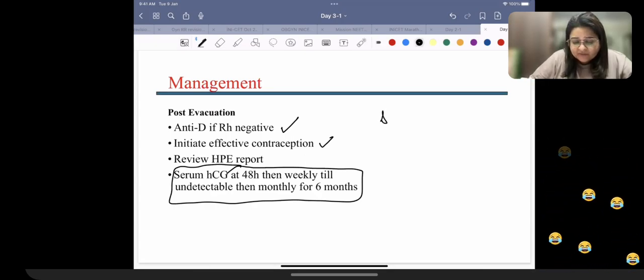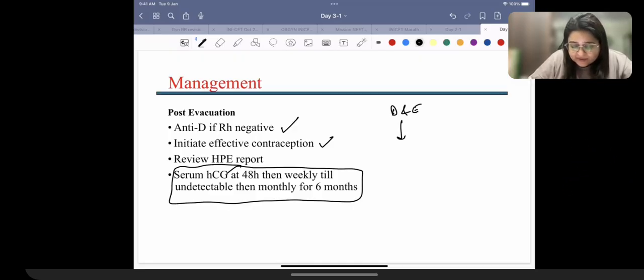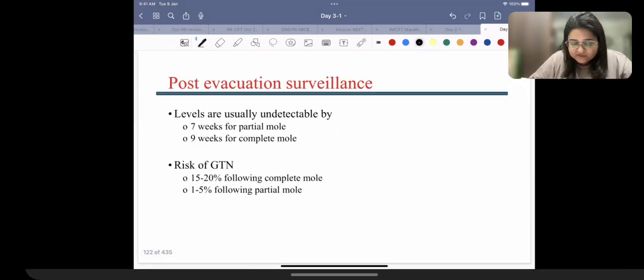आपने सक्शन इवैक्यूएशन किया या डायलिटेशन इवैक्यूएशन किया, उसके बाद आपने क्या करना है, you have to keep the patient on beta HCG surveillance. Why should the patient be on surveillance? Because in a complete mole, there is a 15 to 20% risk of malignancy, and in a partial mole, there is a 1 to 5% risk of malignancy.